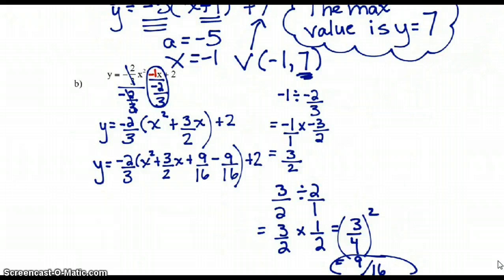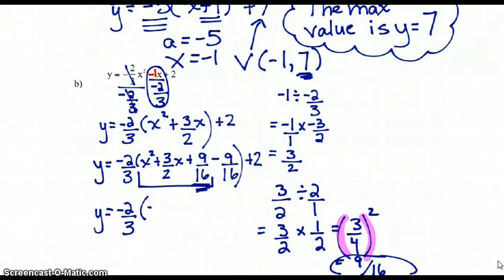From here, you've got your perfect square trinomial with the first three terms, and you have to say what times what gives me positive 9 over 16. Well, 3 over 4 gives you 9 over 16. So there's your answer to the factors of your perfect square trinomial. So this equals negative 2 over 3, x plus 3 over 4, twice, so it's going to be squared.